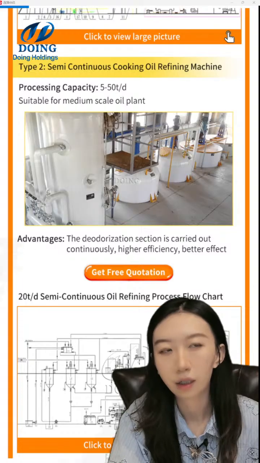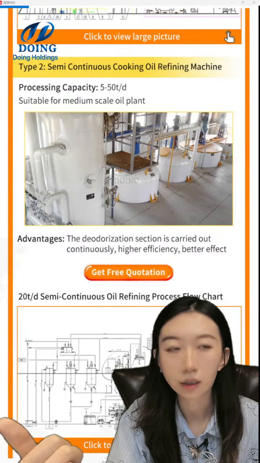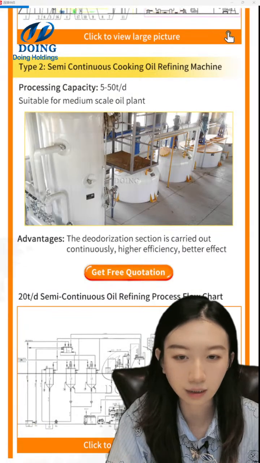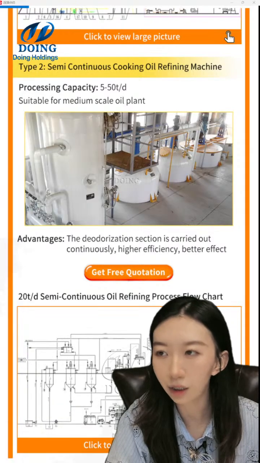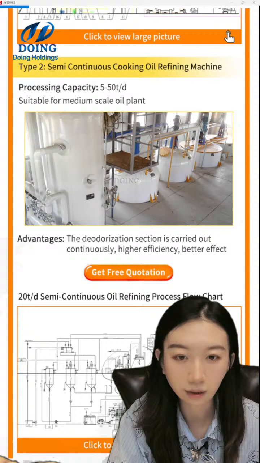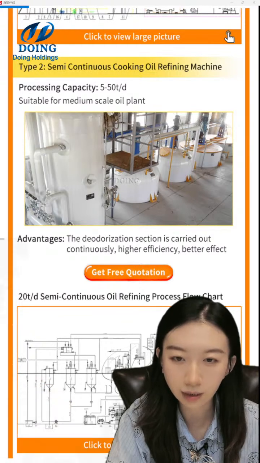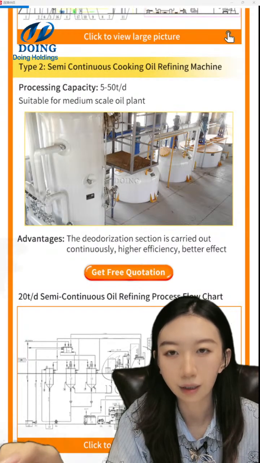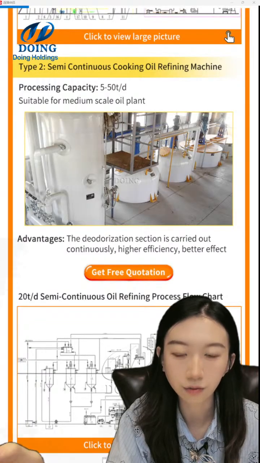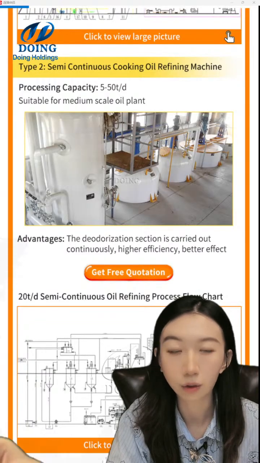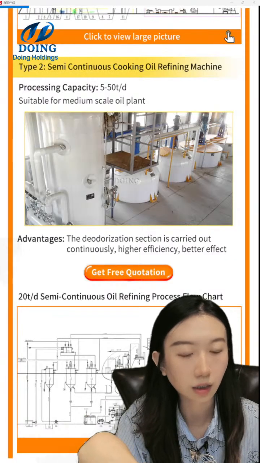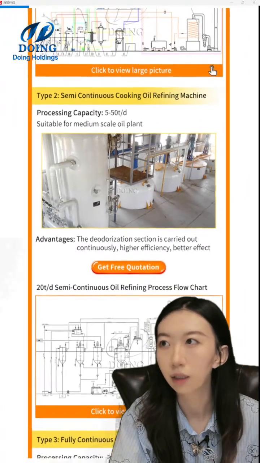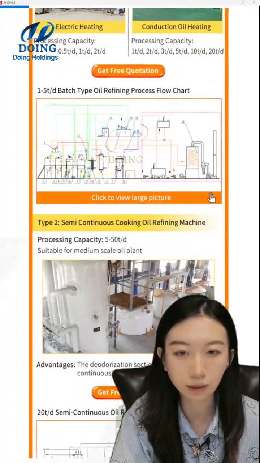The degumming, deacidification, decolorization step is batch type process, and the last step, the deodorization section, is carried out continuously. So it increases the automation degree, and it can give you better effect of refining oil, and makes the refining oil waste lower than first type equipment.